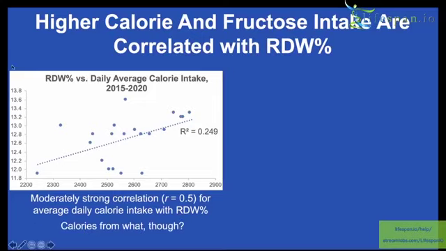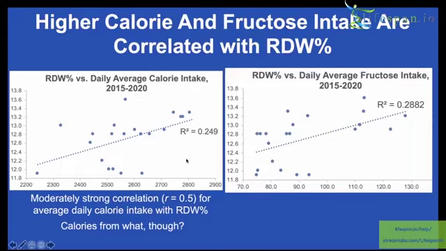All right, so this doesn't tell you what, calories can come from anything. So what could be driving this? What should I cut out of my calories? What food groups should I cut? And I identified a moderately strong correlation between my average daily fructose intake with the RDW. So the higher my fructose intake, the higher my RDW, at least based on this plot.